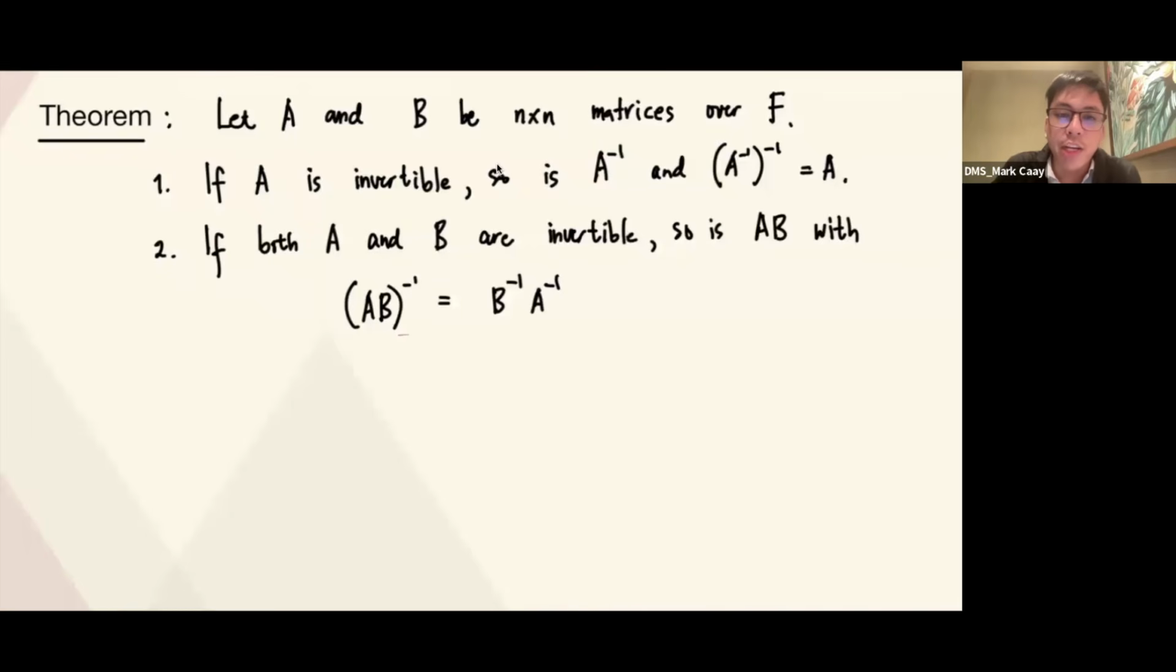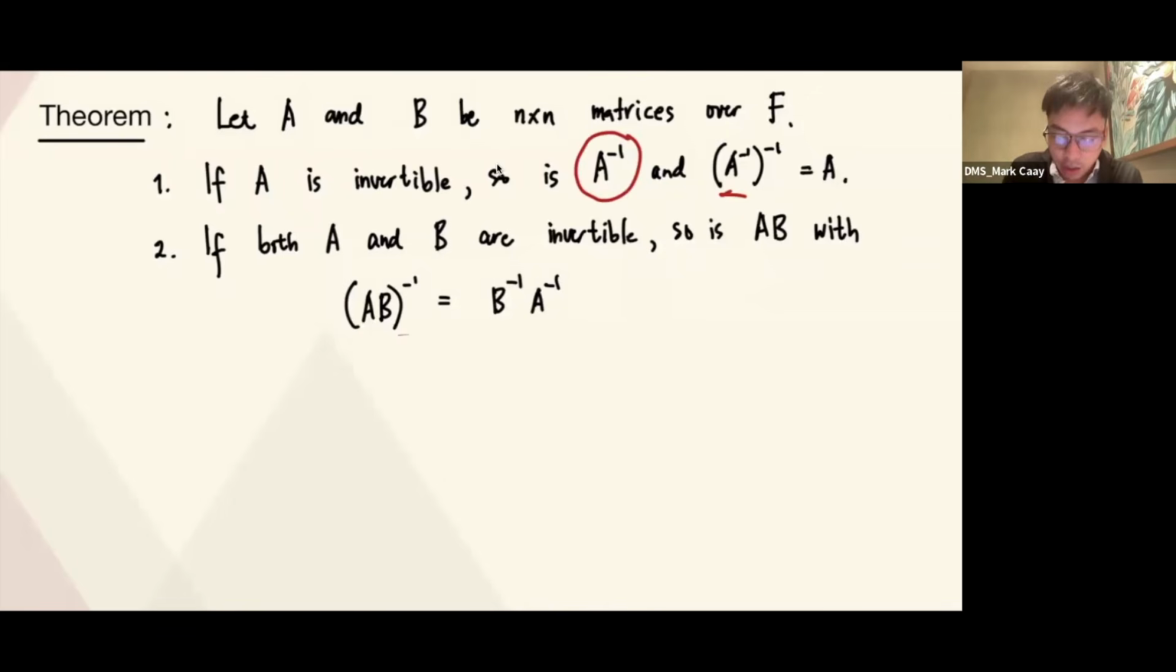Okay, so we also have another claim here. Even if you have two matrices, the A and the B, they're both square matrices over a certain field F. And if A is invertible, daw, then the inverse of A is also invertible. And this one, the inverse of the inverse is A itself.